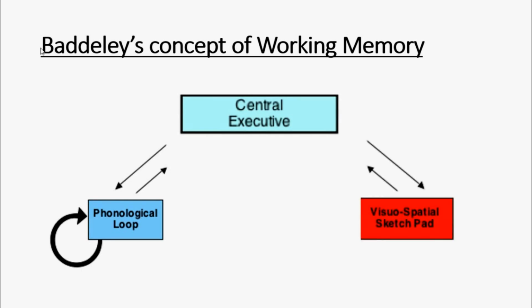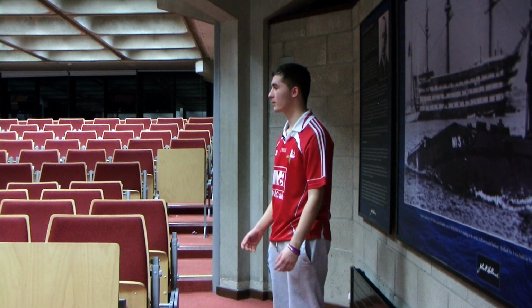Next is the visual sketchpad, which is assumed to hold information about what we see. It's used for manipulation of spatial and visual information, such as shapes and colours. Next is the episodic buffer. This is dedicated to linking information across domains to form integrated units of visual, spatial, and verbal information, with time sequencing, such as remembering of a story or a movie scene.